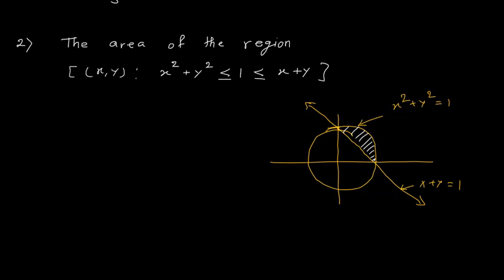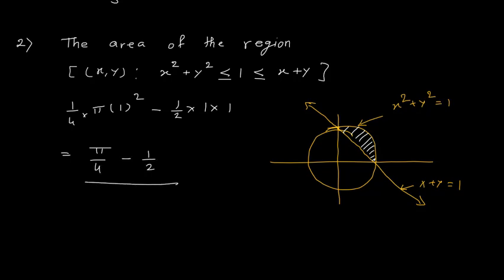Okay, so here there is no need to apply integration. Directly you can say area of this quadrant, as radius is 1, so area of quadrant is 1 by 4 into pi r square, the value of r is 1, minus area of this triangle is half into base, so here base is 1 into height is 1. So we will get pi upon 4 minus 1 upon 2. So pi upon 4 minus 1 upon 2 is the required area.